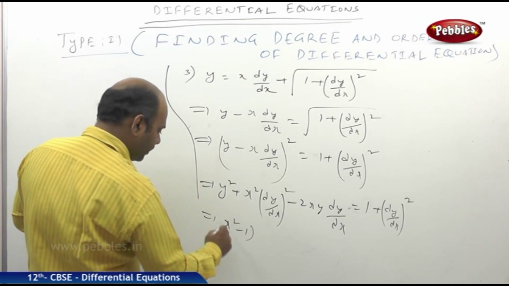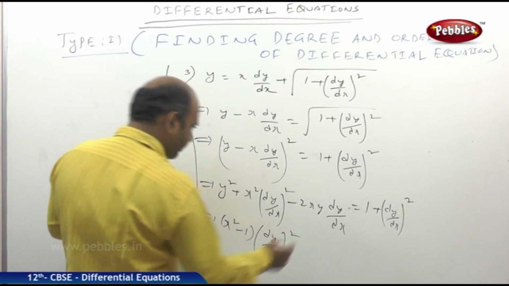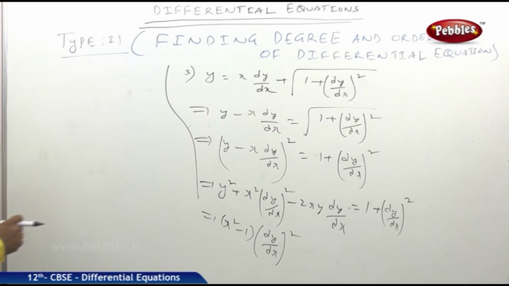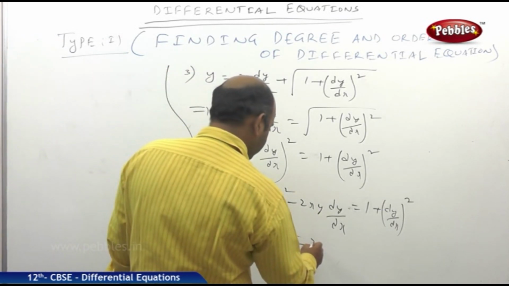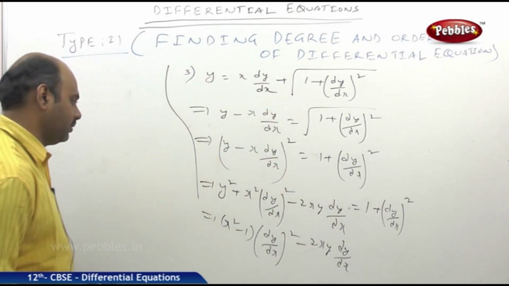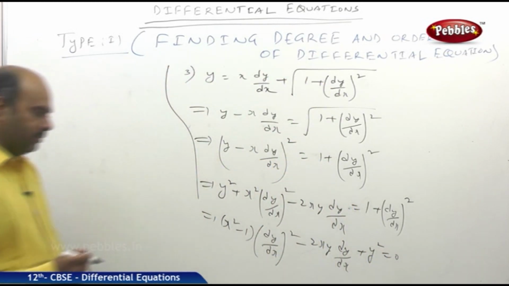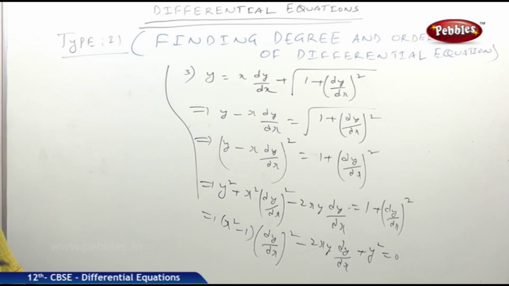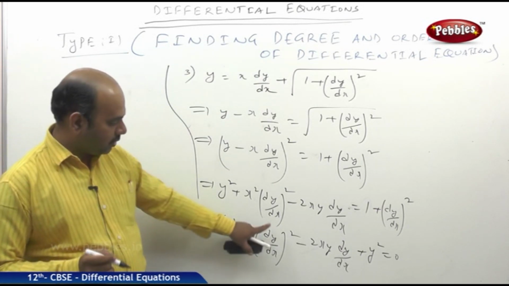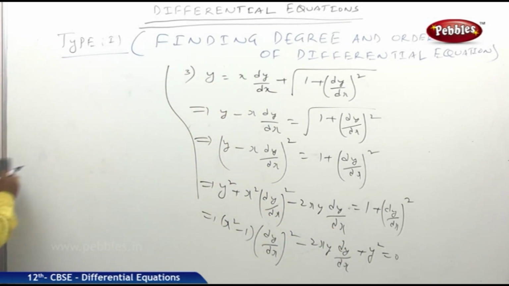x square minus 1 into dy by dx whole square minus 2xy into dy by dx plus y square is equal to 0. Right? Now if you observe carefully, we got a differential equation of the form x square minus 1 into dy by dx whole square minus 2xy dy by dx plus y square is equal to 0.